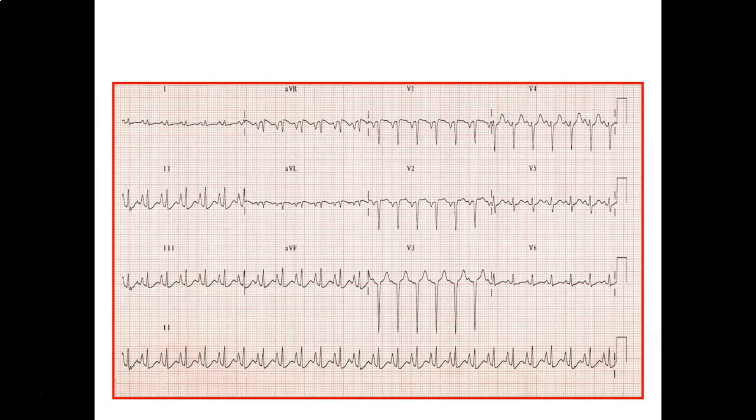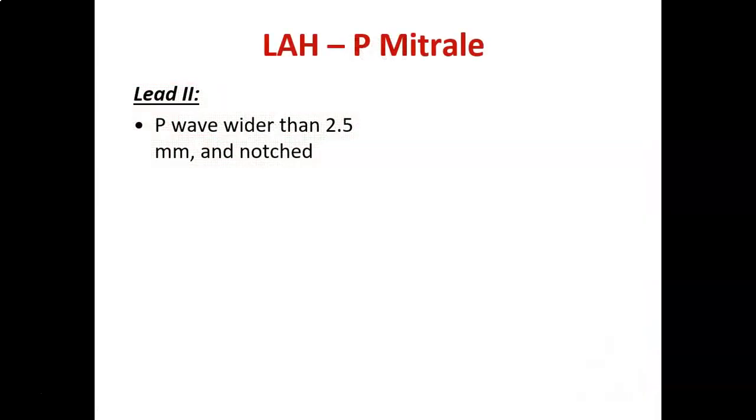Look at this ECG again. Are there any findings related to right atrial hypertrophy? The answer is yes. Look at lead 2. There are tall P waves. So this is your right atrial hypertrophy.